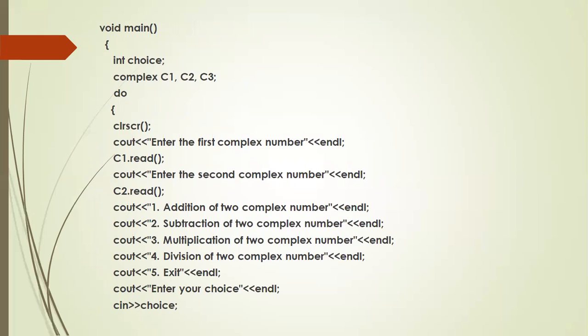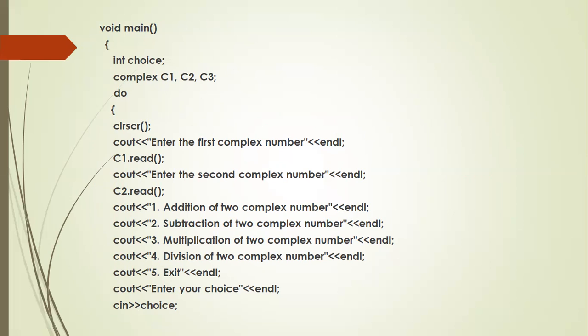Void main, int choice. Here we can perform different operations by giving different values for choice. When you give choice equal to 1, you will get the sum of two complex numbers. 2 means subtraction, 3 means multiplication, 4 means division, 5 means exit. So here we require three different objects: Complex C1, C2, C3.